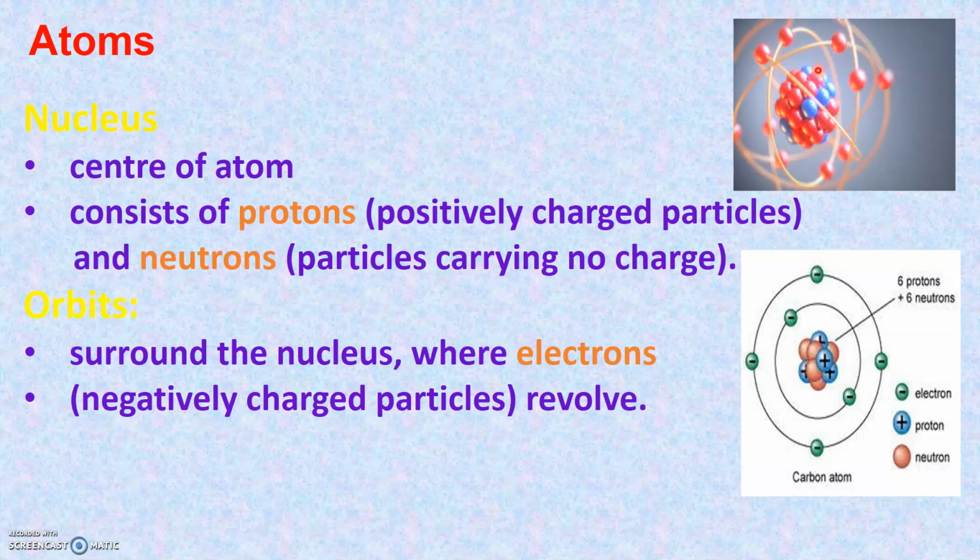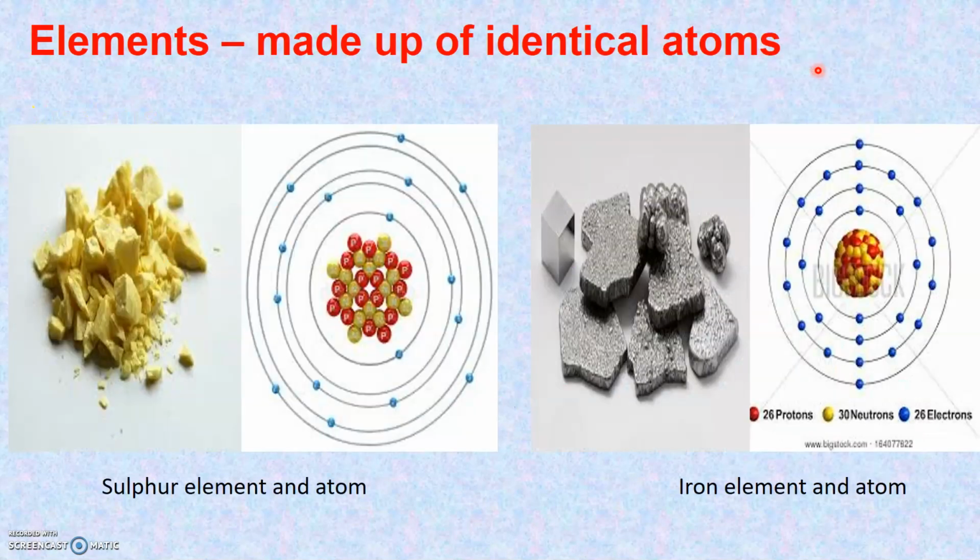In our previous class, do you remember we have seen how sulfur and iron elements look like? Now that we have understood clearly what an atom is, let us see how the atoms of sulfur and iron elements will look. This is how the atom of sulfur will look, and this is how an atom of iron element will look.